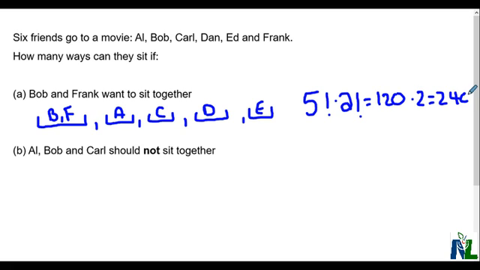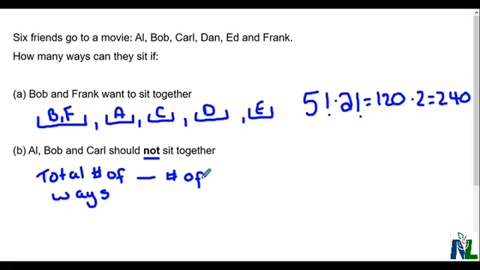for a total of 240. Now here in the next example, the condition is that Al, Bob, and Carl are not going to sit together. So the best way to approach this question right here is to find the total number of ways that they can be arranged. I'm going to subtract the number of ways where they are together. And this is going to leave me with all of the cases where they are not.